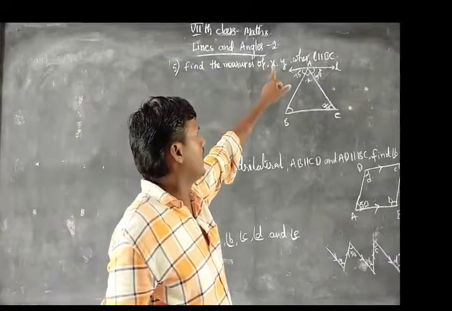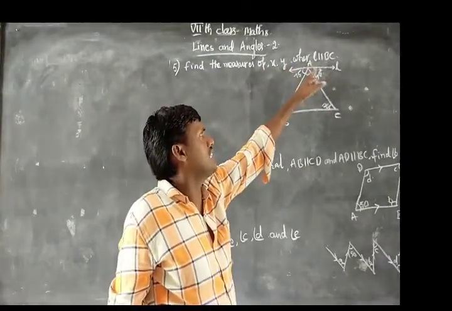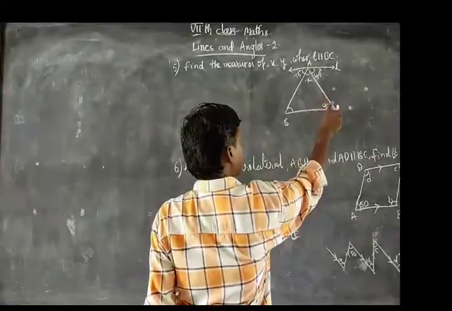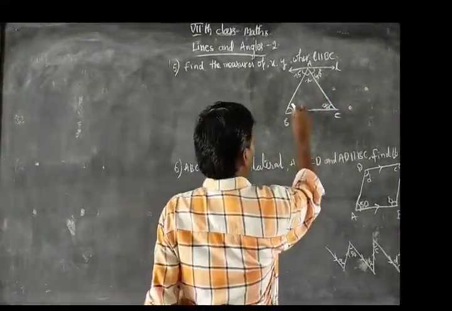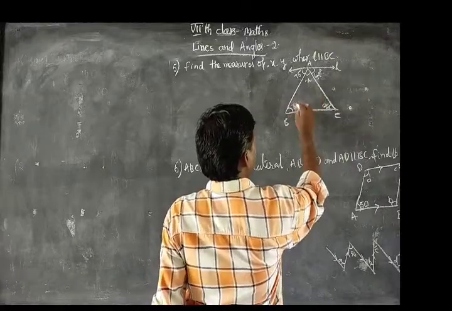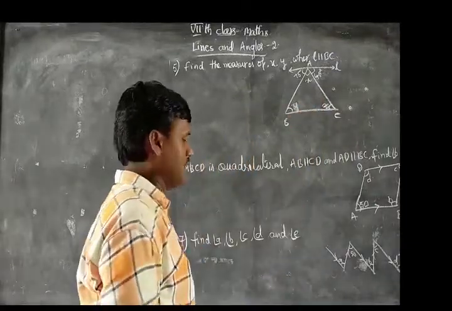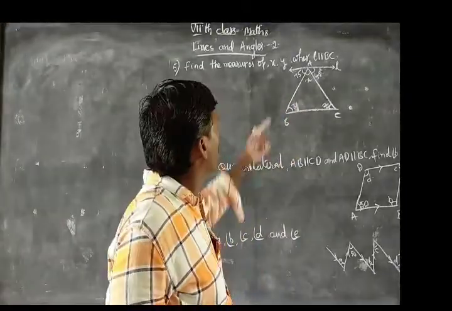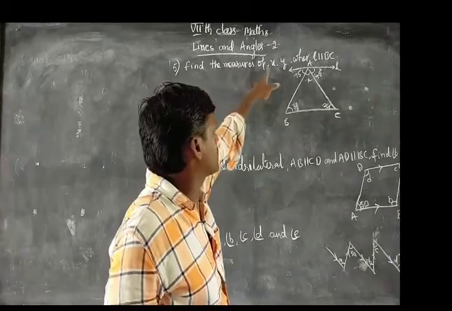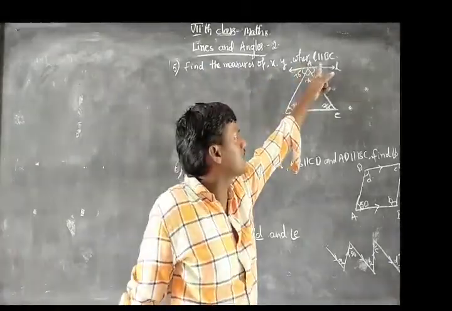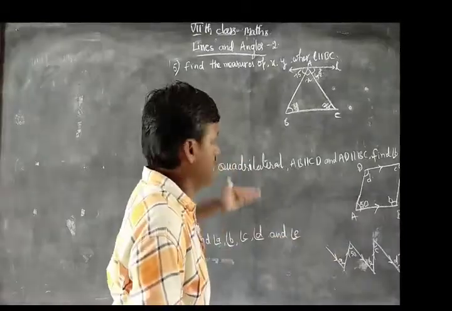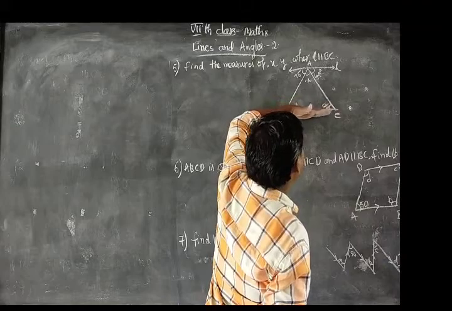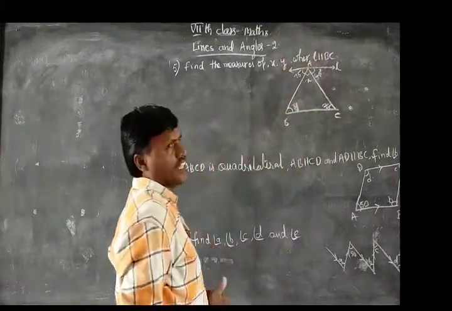Find the measures of x and y, where L is parallel to BC. What is the question? We have to find the x and y values. Z is given, and we have to find x and y. If you observe, the line L is parallel to the bottom of the triangle, BC. These two lines are parallel.